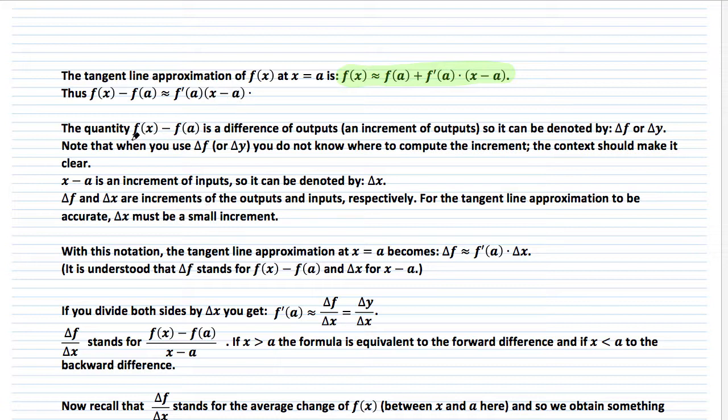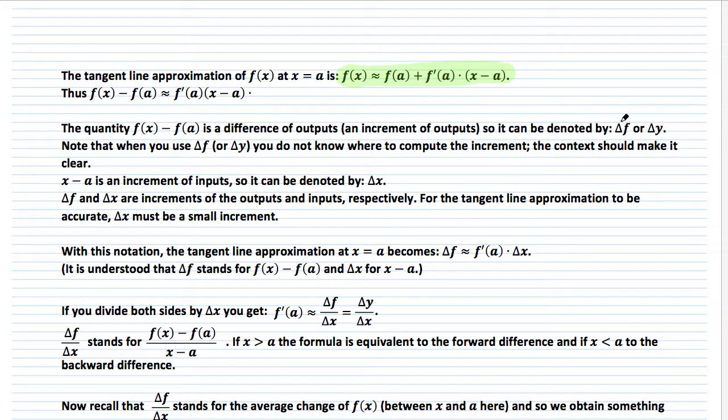Now, f of x minus f of a is the difference between two different outputs, right? So I plug in x, I get something, I plug in a, I get something else, and this is the difference between those two. So I could write that as delta f. You've probably seen deltas a lot in science, in physics and in chemistry. In math, we use delta the same way. Delta just means some value minus another value. So that is an increment.